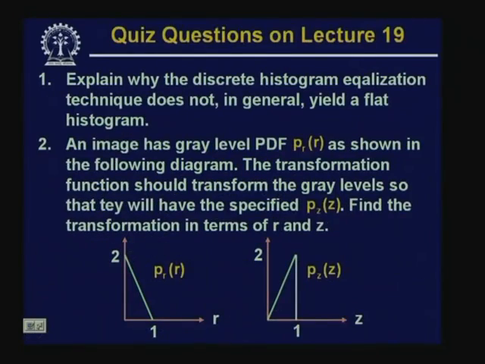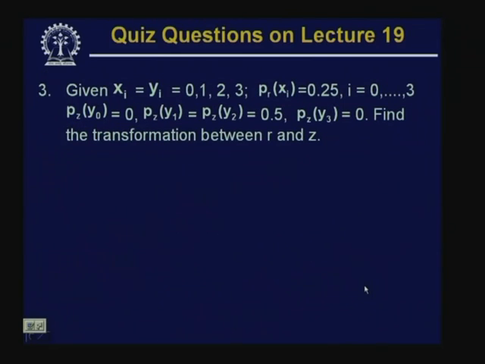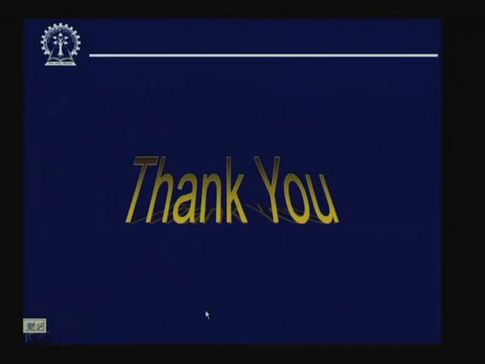Now, coming to today's questions. The first one is: explain why the discrete histogram equalization technique does not in general yield a flat histogram. The second: an image has a gray level PDF p_r(r) as shown here and the target histogram as shown on the right. We have to find out the transformation in terms of r and z, that is, what is the mapping from r to z. The third question: we have been given two probability density functions. Again, you have to find out the transformation between r and z. Thank you.